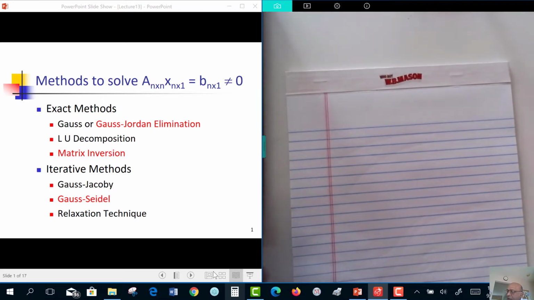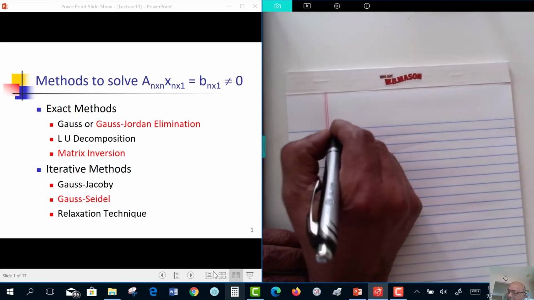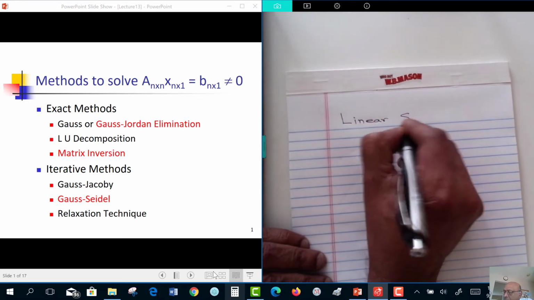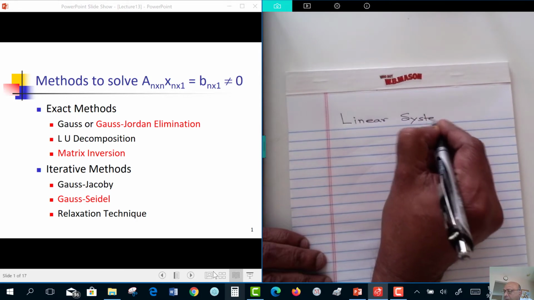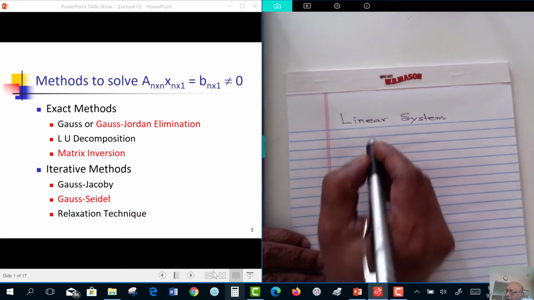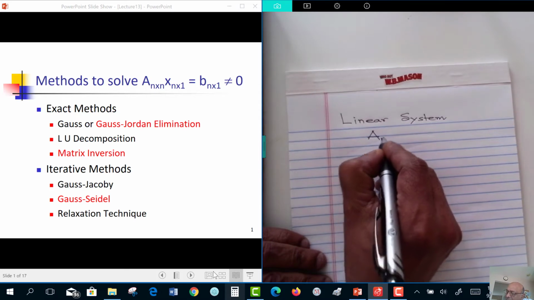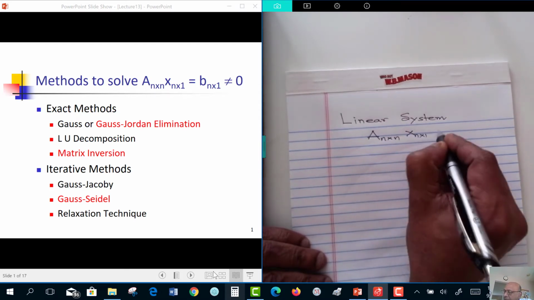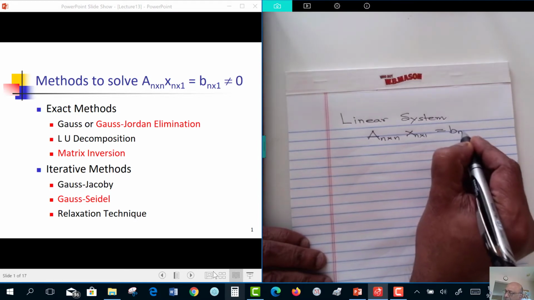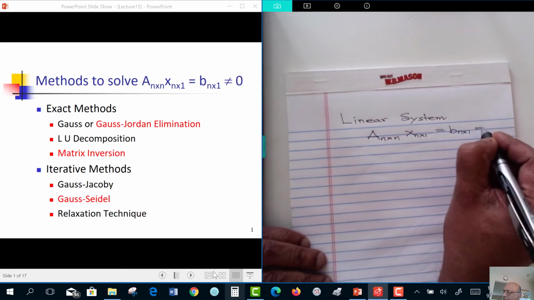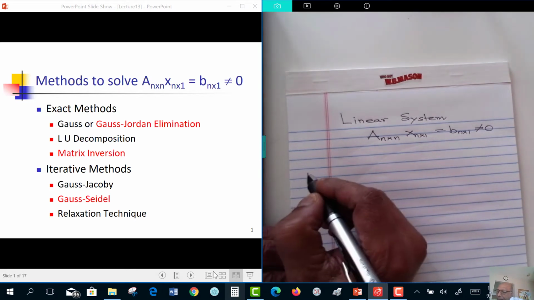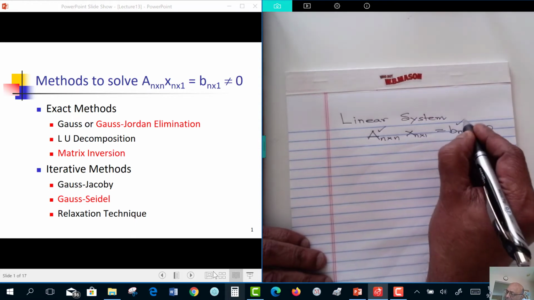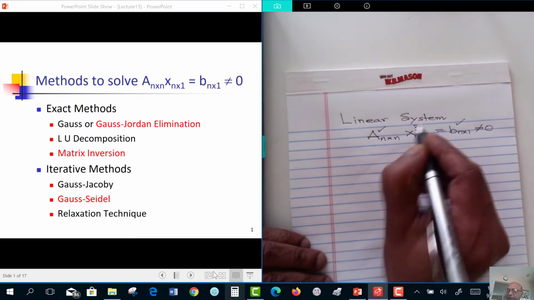We are going to continue talking about solving a linear system. So we have a square matrix A times X is B, and we know that this B is not zero. So we know A, we know B, we want to find X.